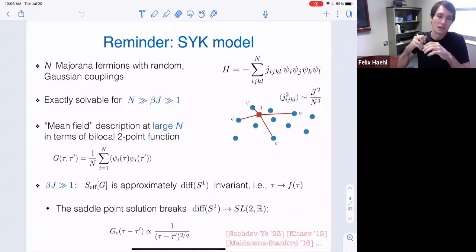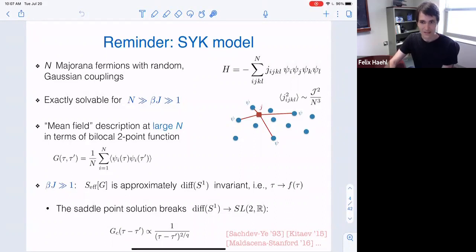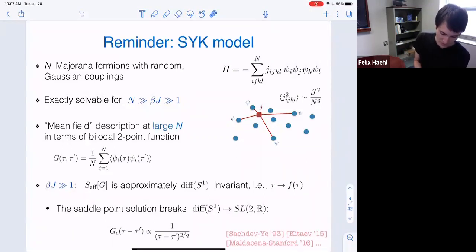The solvability of this model has to do with a mean field description, where you introduce some bilocal master field G and integrate out the fermions and express the physics in terms of this bilocal field. This effectively becomes a classical variable determined by some classical differential equation and becomes essentially solvable. So let me review some of the aspects that underlie the connection with gravity, which is most simply understood in this limit where beta J is large.